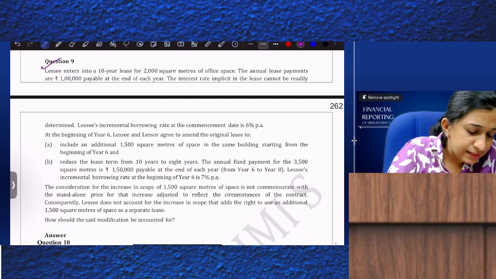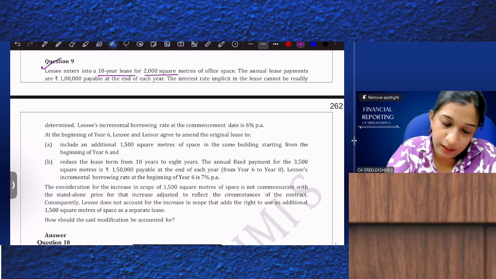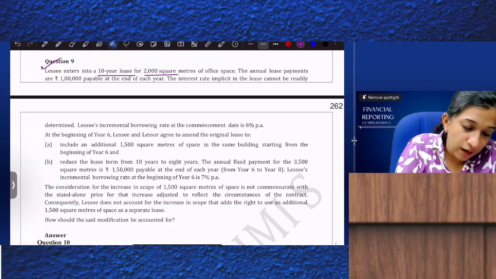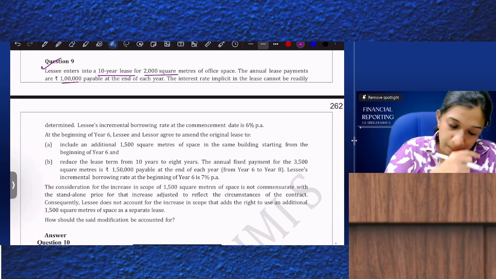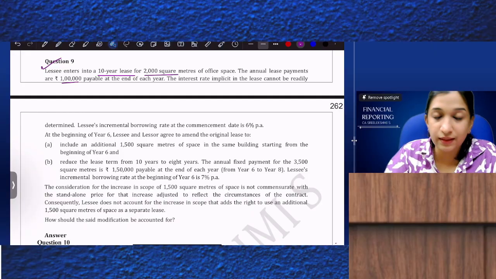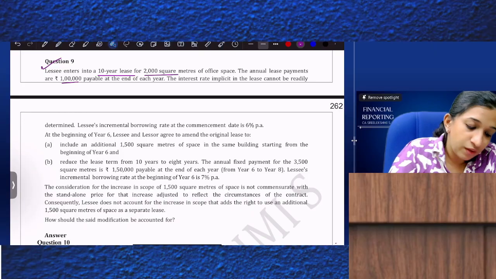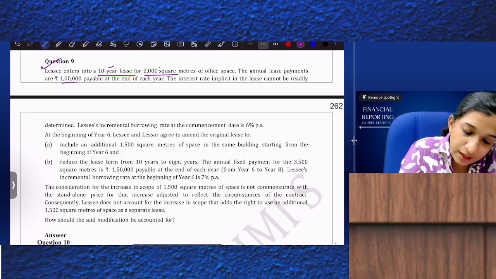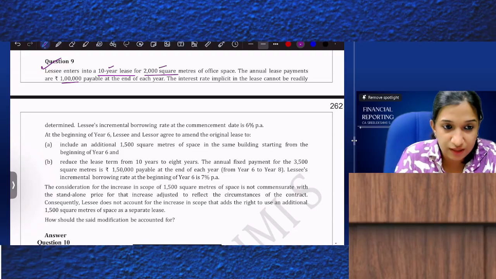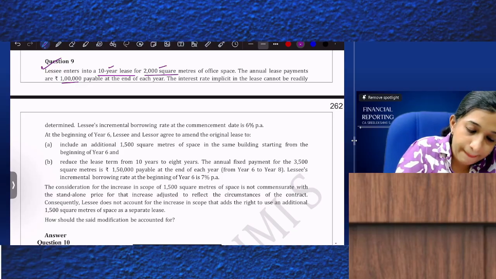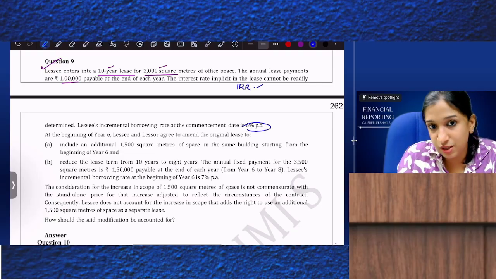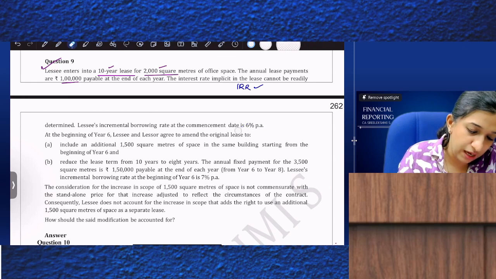We can read this. Lessee enters into a 10-year lease for 2000 square meters of office space. The annual lease payments are 1 lakh payable at the end of each year. The interest rate implicit in the lease cannot be readily determined. Lessee's incremental borrowing rate at the commencement date is 6%. So, 10-year lease, 2000 square meters, 1 lakh at the end of each year. Since the IRR cannot be readily determined, the lessee's IBR is used. 6% rate is used.